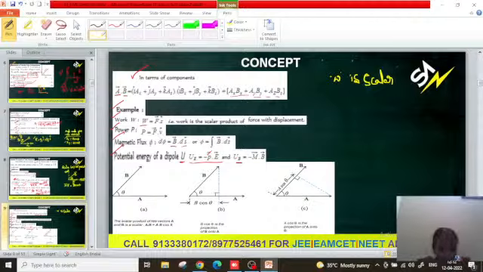And observe the diagram here. Here we are given vector A bar and vector B bar, which have an angle between them. So the scalar product of these two vectors, we can write as A bar dot B bar is equal to AB cos theta.